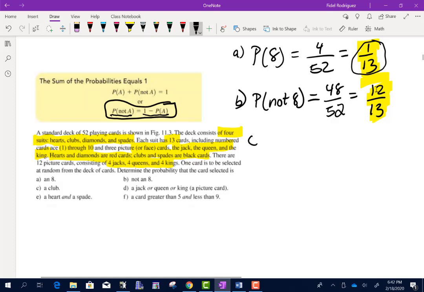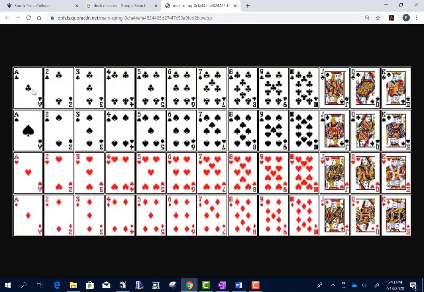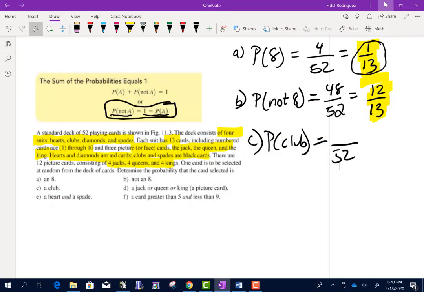Okay, let's do part C. What's the probability that we're going to get a club? Well, we know we got a total of 52 cards. So out of those 52, how many are clubs? 13 of them, right? Okay, so I'm going to write right here, 13.